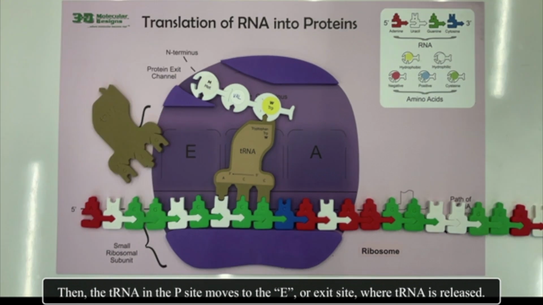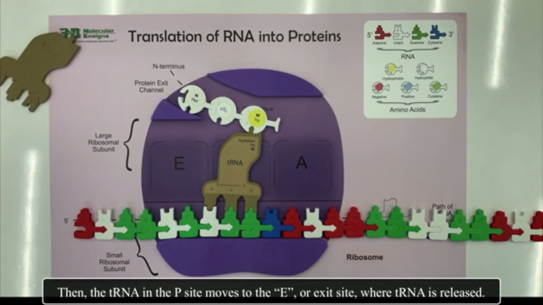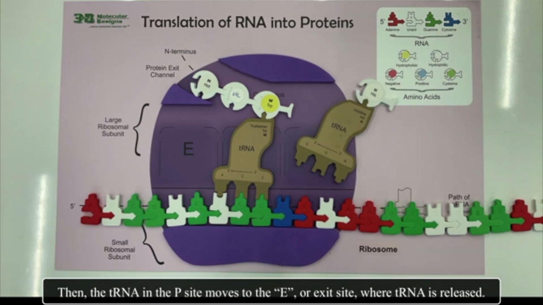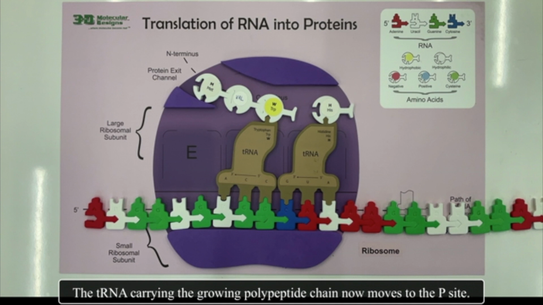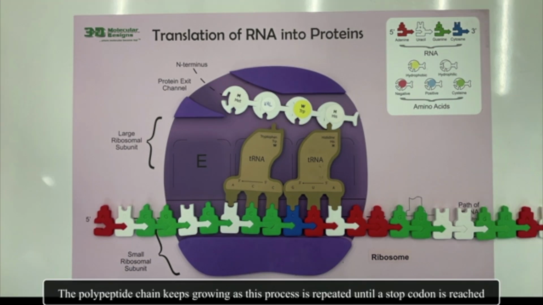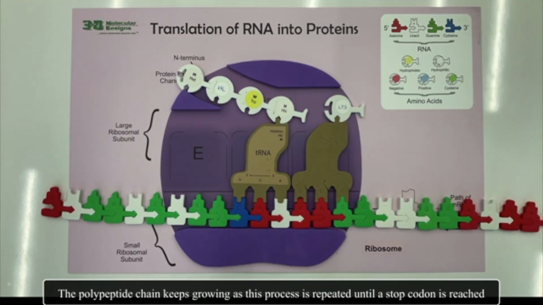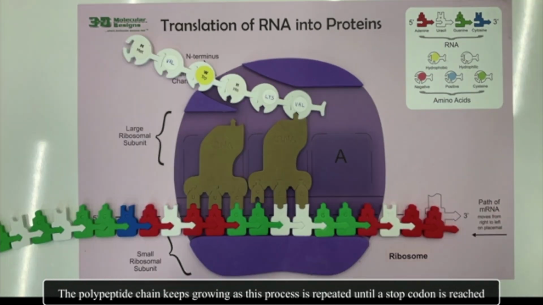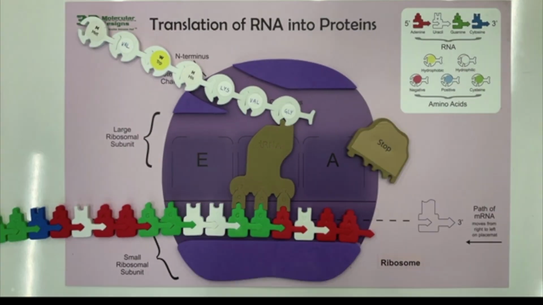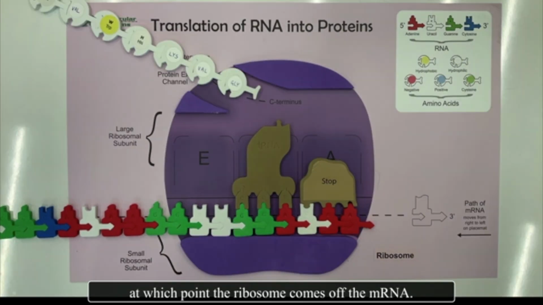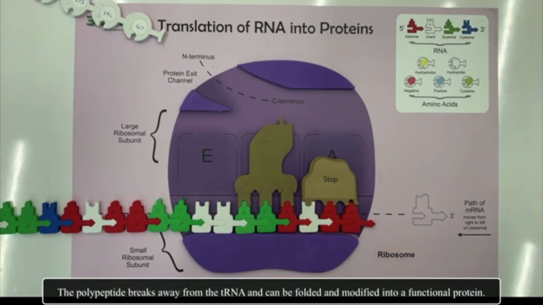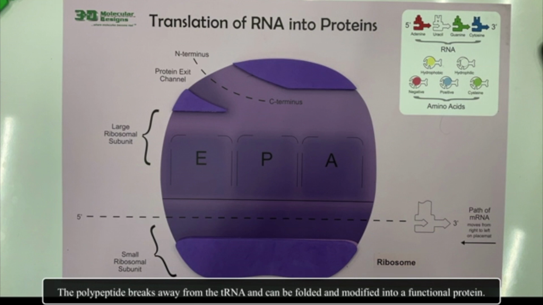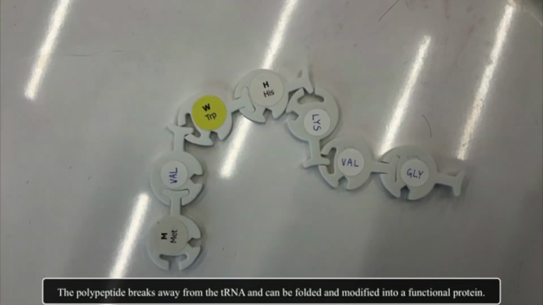Then, the tRNA in the P site moves to the E or exit site, where tRNA is released. The tRNA carrying the growing polypeptide chain now moves to the P site. The polypeptide chain keeps growing as this process is repeated until a stop codon is reached, at which point the ribosome comes off the mRNA. The polypeptide breaks away from the tRNA and can be folded and modified into a functional protein.